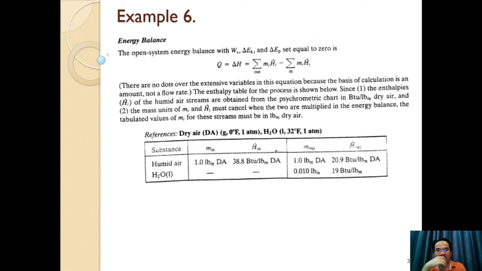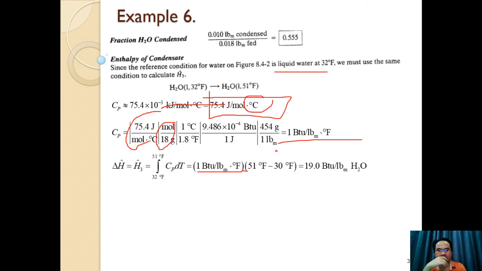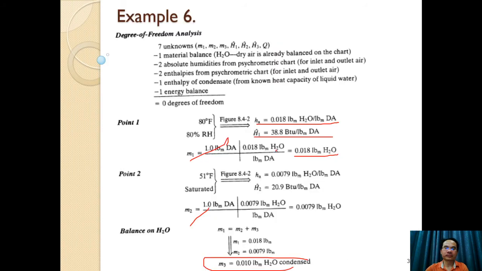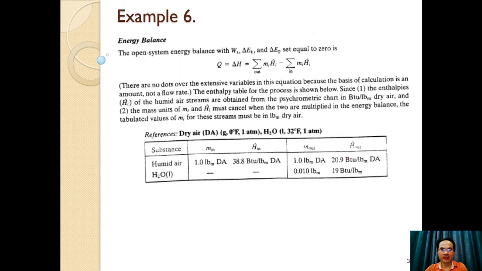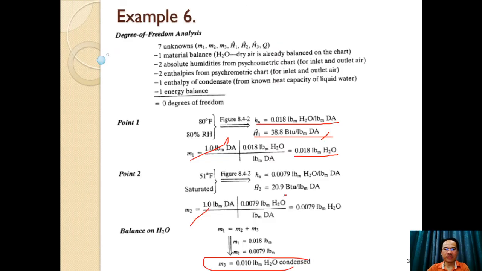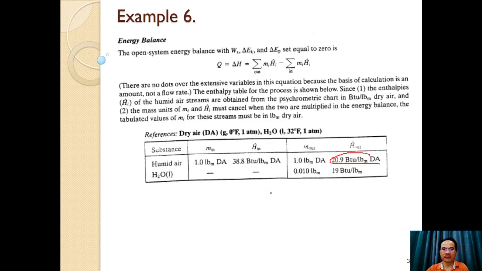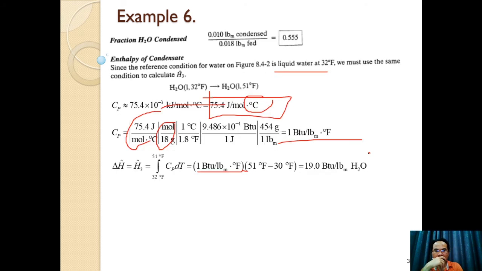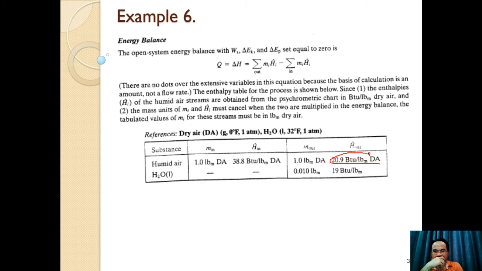Is it the input humid air? That's right. The feed, S1, is 38.8 BTU per pound mass dry air. And the second one, the dry air output, is also equal to 20.9. And also the last one, liquid output, is 16 BTU per pound mass.